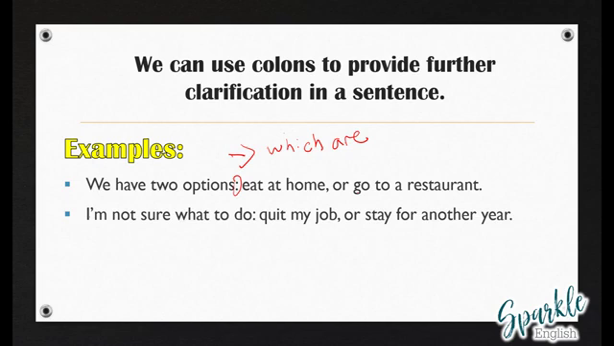The next example, I'm not sure what to do: quit my job or stay for another year. Again, we're using a colon to connect these 2 clauses. Because if you just put a period after do, I'm not sure what to do, period, quit my job or stay for another year, it's separating these 2 statements that should be connected. Because quit my job or stay for another year is directly connected to this independent clause here: I'm not sure what to do.